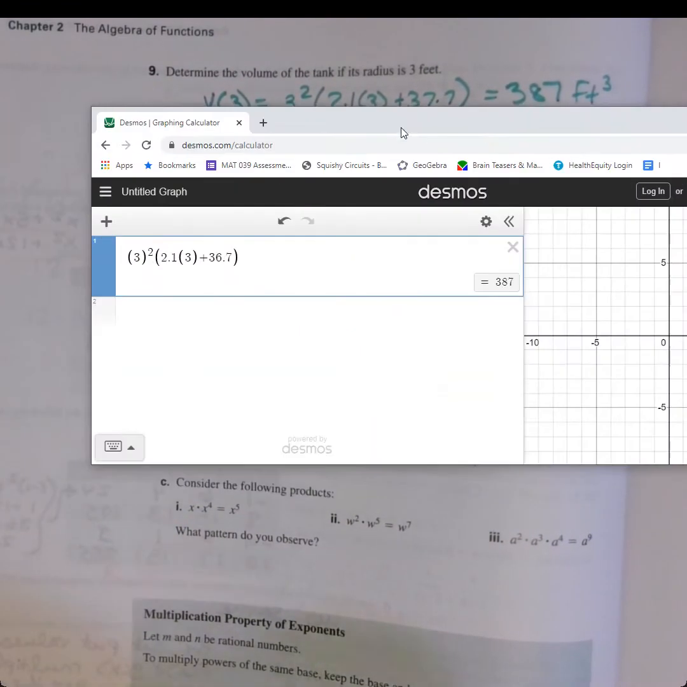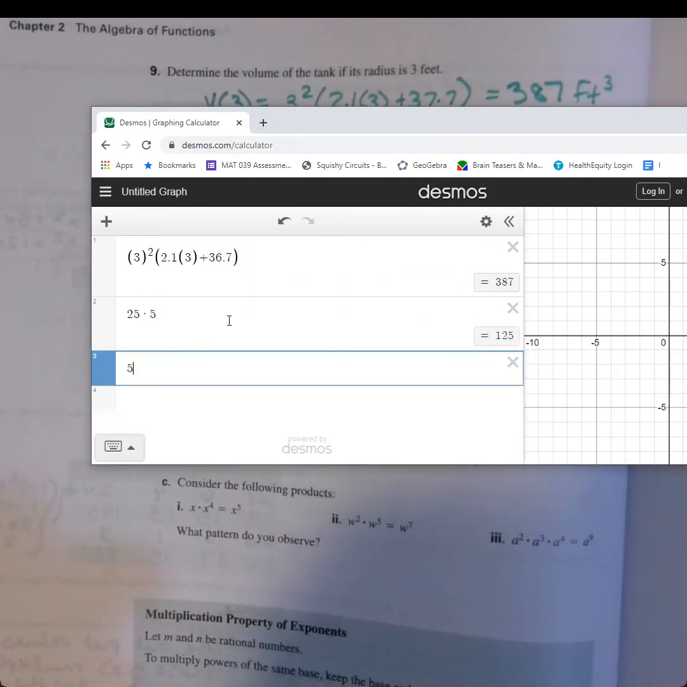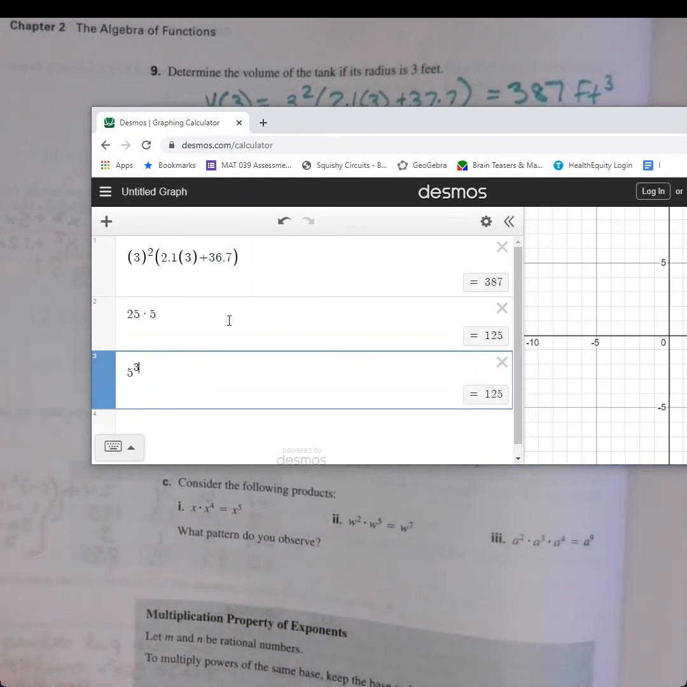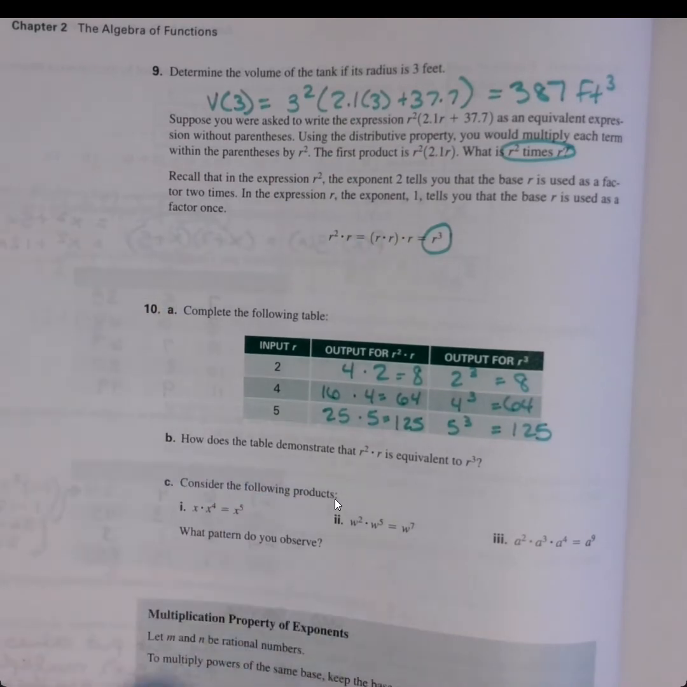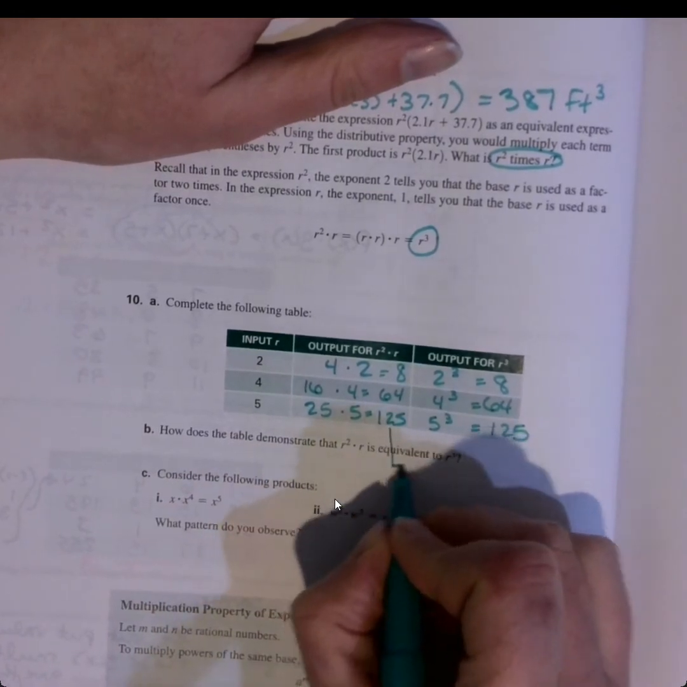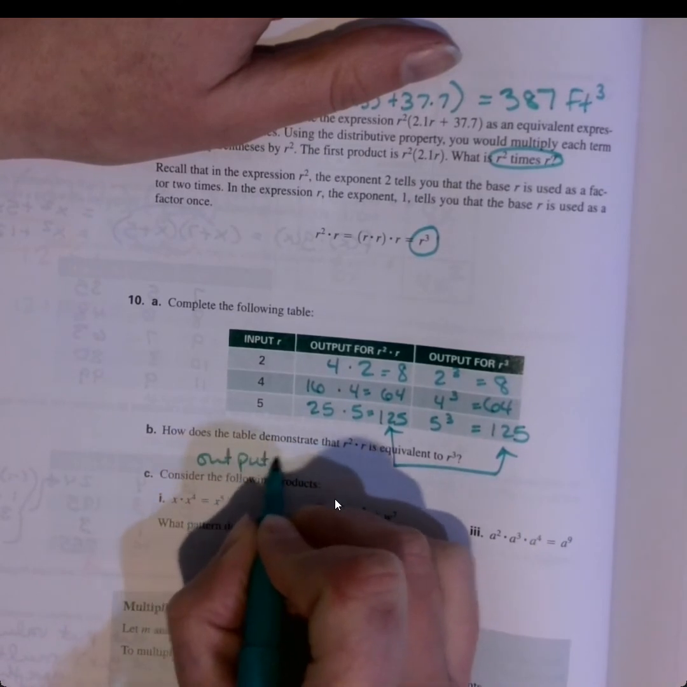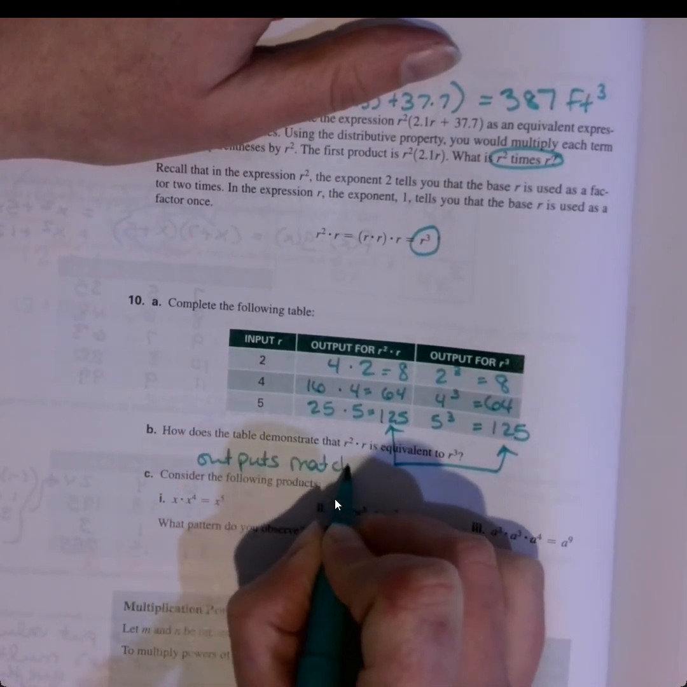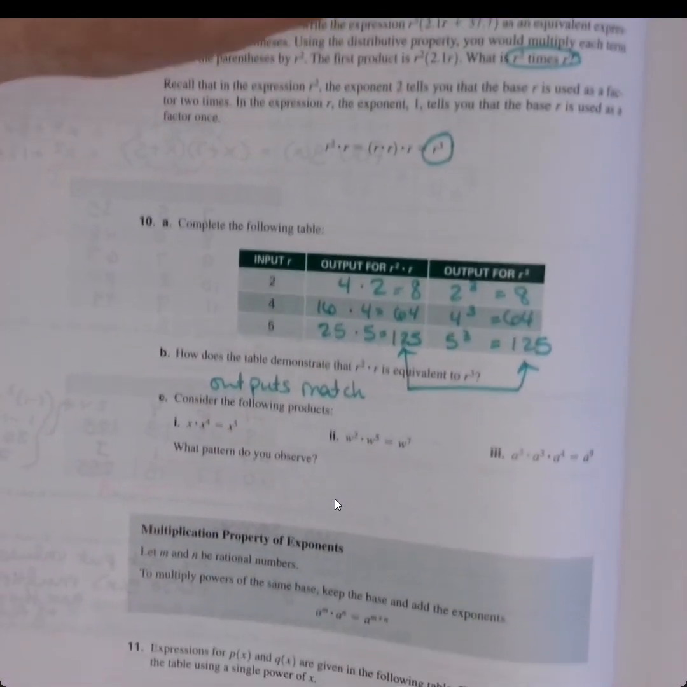I can verify the last one on decimals just to show that 25 times 5 and 5 to the third power are the same value. They are. So 5 squared times 5 and 5 cubed equal each other. So how does the table demonstrate that r squared times r is equivalent to r cubed? So we can see that the outputs match. And so we can verify that we get the same answer if we're doing r squared times r versus r cubed.